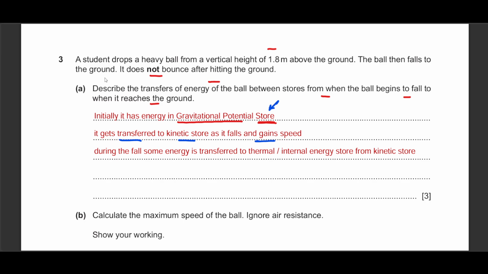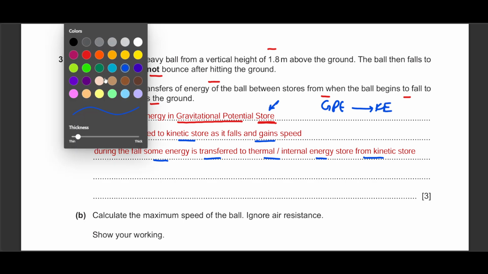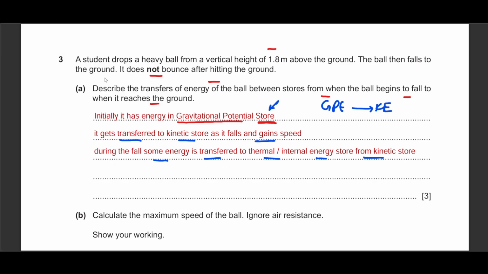It then gets transferred to the kinetic store as it falls and gains its speed. So that's pretty obvious. During the fall, some of the energy is transferred from the kinetic store to the thermal and internal energy store. So basically, we start from the gravitational potential energy store and it goes to the kinetic store. And as it keeps moving down, due to air resistance, due to drag, some of the energy that is still being invested from the gravitational store starts to get converted into the thermal energy store.